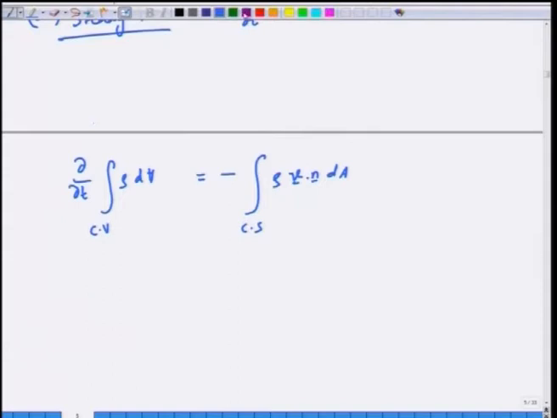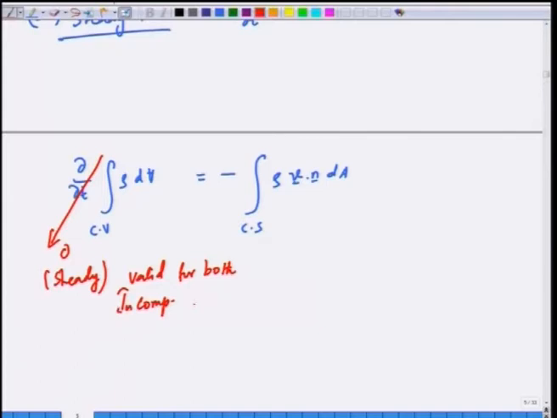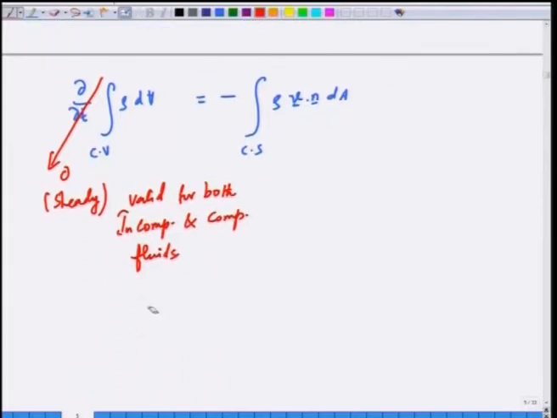Now, for the steady flow approximation, d/dt is 0, valid for both incompressible and compressible fluids. So this is independent of whether rho is constant or not, because we are assuming the flow to be steady. So here the integral over the CS, since rho is not a constant, we have to keep rho inside the integral, is 0.